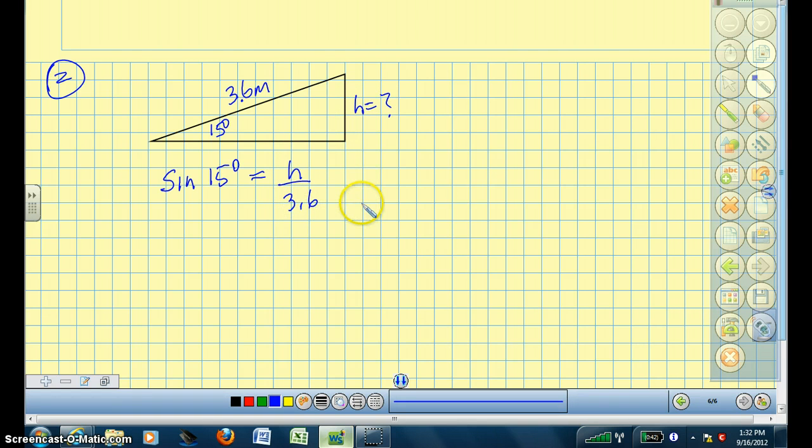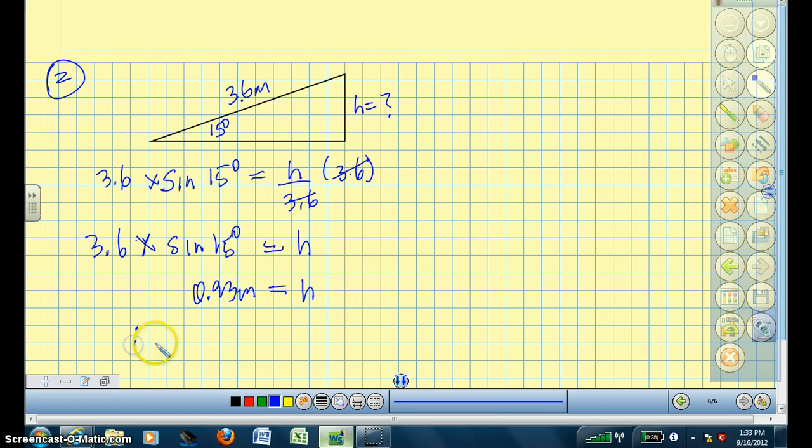Okay. Now we have to use our algebra skills in solving equations. So I don't want this 3.6 in the denominator, so I'm going to multiply both sides by 3.6. These two 3.6's would cancel to give 1, so now I have h is equal to 3.6 times sine 15 degrees. And if you enter this into your calculator, I believe it gives an approximate measure of 0.93 meters. And again, we should have concluding statements, therefore the height is 0.93 meters.